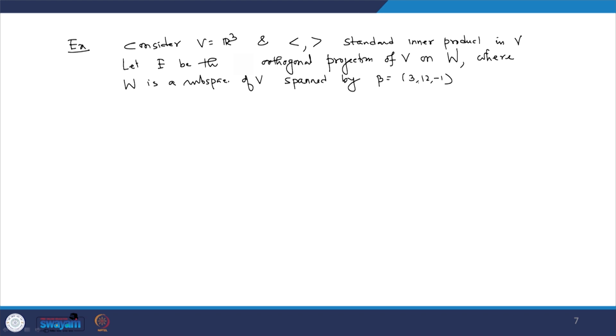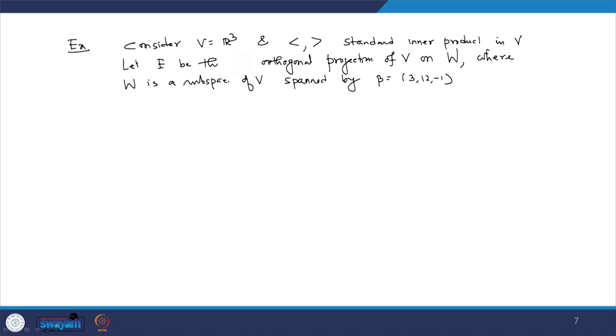Let us see what is the matrix representation of this operator with respect to the standard ordered basis of V. Of course, I will take the standard orthonormal ordered basis of V, and we will also see the corresponding matrix representation of E star. According to the theorems we have seen, E equals E star. Now, let us check whether this is correct in this example or not.